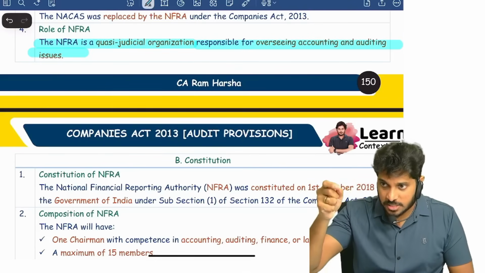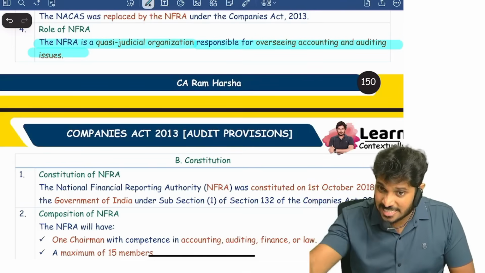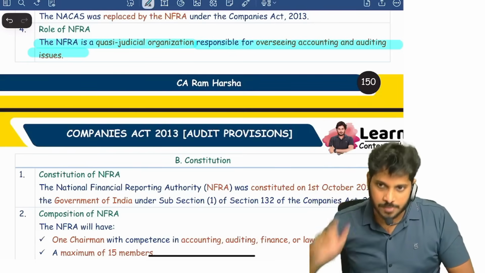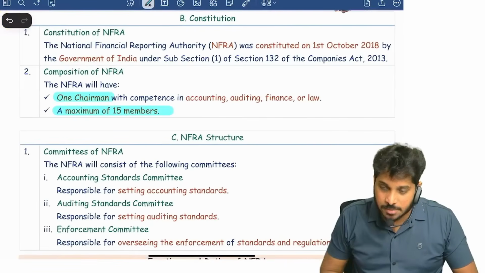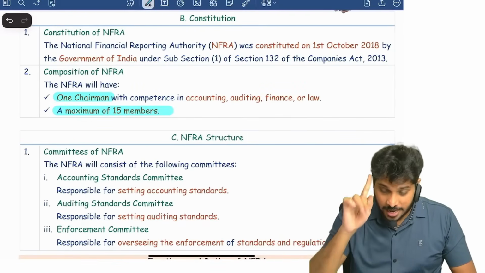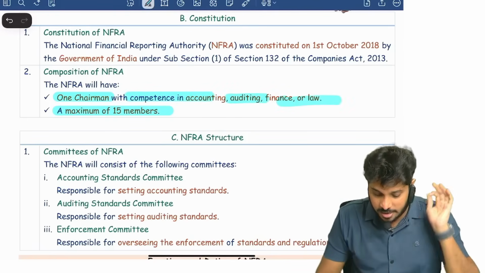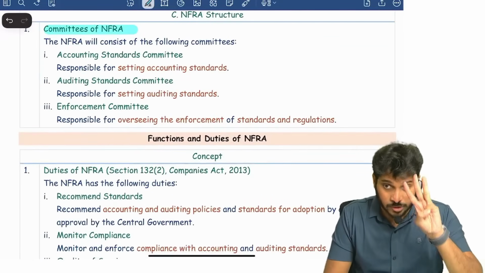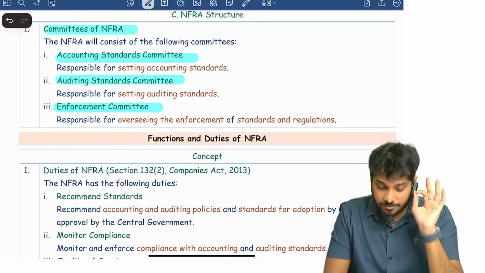This power is generally available for courts only, but NFRA is also something like a quasi, similar to a judicial body. Quasi means what? Similar to a judicial body. Are you clear? Now NFRA will have totally one chairman and a maximum of how many members? 15 members, and the chairman must be competent, with competence in accounting, auditing and finance. Are you clear? Now NFRA will have totally 3 committees: accounting standard committee, audit standard committee, and enforcement committee.